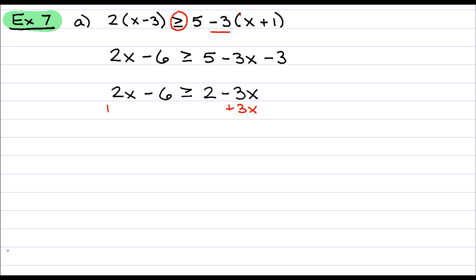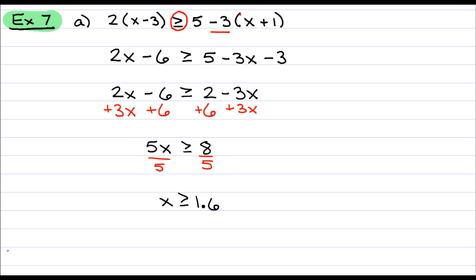So in this case, I'll be moving all of my x's over to the left-hand side. And I'm also going to add 6 to both sides to put all of my constant terms on the right-hand side. Then when I perform those operations, I'm going to get 5x on the left, and on the right I'm going to have 8. Then I divide both sides by 5, and that's going to get me x greater than or equal to 8 over 5, or another way of saying that is x greater than or equal to 1.6.